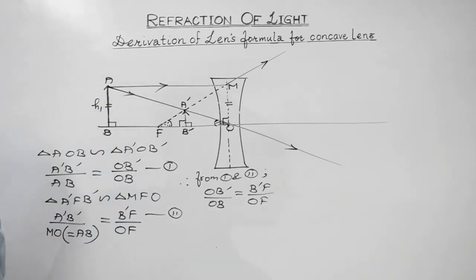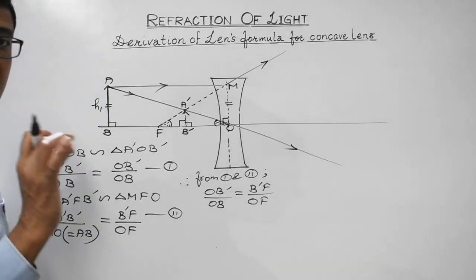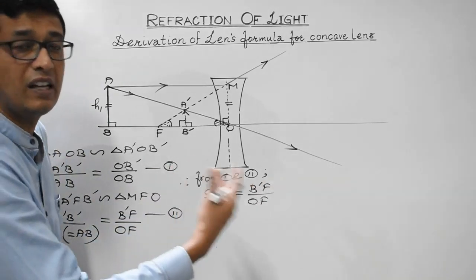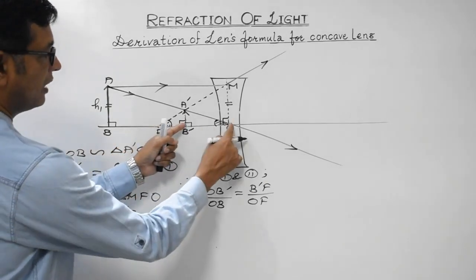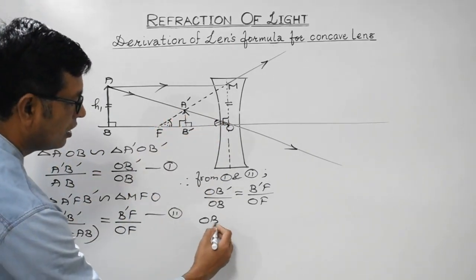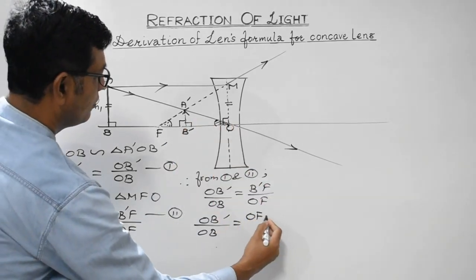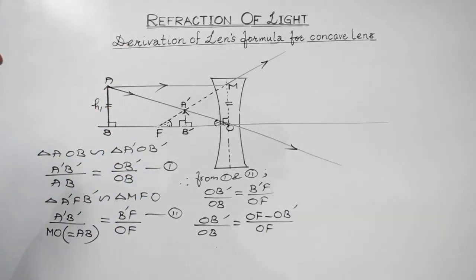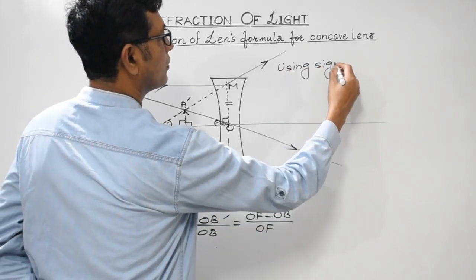Now as we are all aware, all the distances are to be measured from the optical center. So the initial alphabet should be O. No problem with these three terms, but B dash F needs to be changed. B dash F may be written as OF minus OB dash. So what we get is OB dash divided by OB is equal to OF minus OB dash divided by OF. Right? Now let's make use of sign convention. So what we get is, using sign convention.